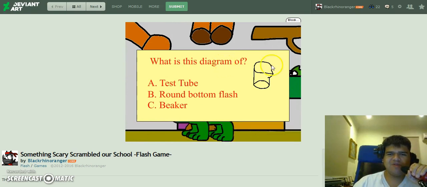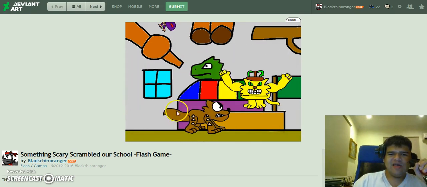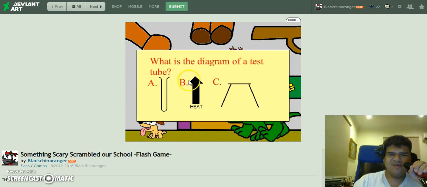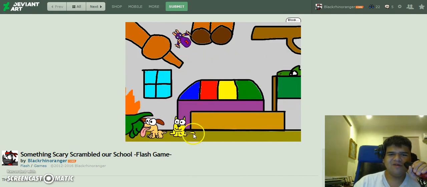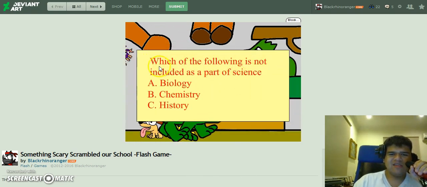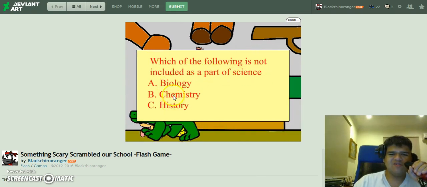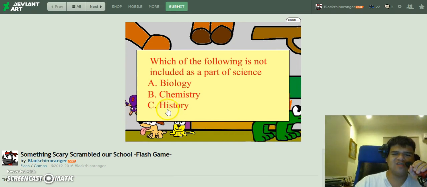And let's start with what's the diagram of? It's a beaker. And I have cured the dog, which is the diagram of the tube. And I cured the cat, which is following is not included as the part of the science, biology, chemistry, history. Actually, I was kind of wrong on that. There was a bit of history, prehistory. There was some explanation of the dinosaurs.